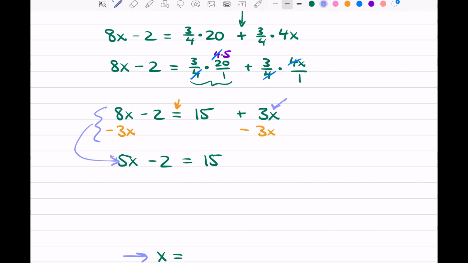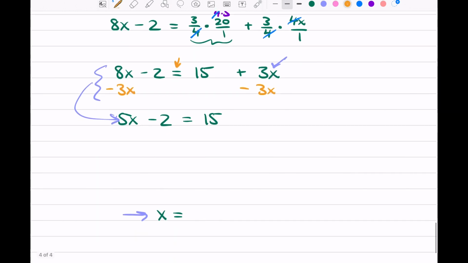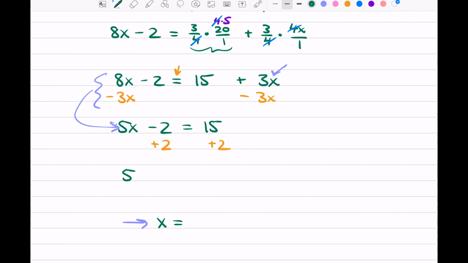What can we do now? We have just the x's on the left side, so we want to get closer to having it by itself. So let's take a look at that minus 2 there. What's a way to undo that? Well, we could add 2. And then we have to do that to both sides. And that leaves us with 5x and minus 2 plus 2. That goes to 0 and equals 17.